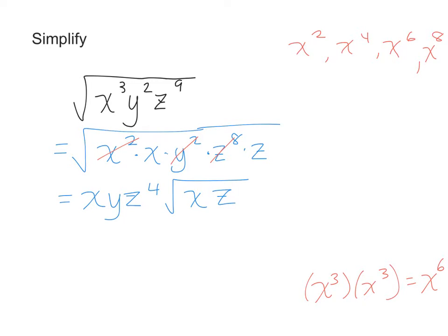That doesn't look a whole lot simpler, does it? No. But it is. Because the radicand does not have any perfect square factors. And that's what you need for a radical to be simplified. So even though it kind of looks more complicated, it's not. When you look at the definition of a simplified radical, it's that there are no perfect square factors in the radicand. So that's done.